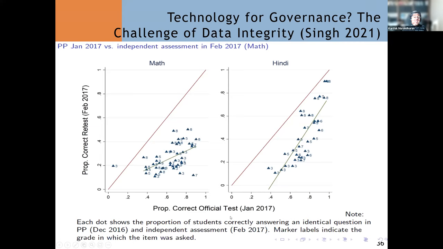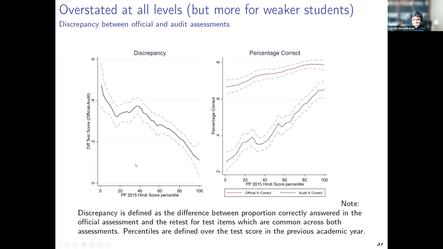Because you've had a little bit more time to learn. And so again, the x-axis is what is the proportion correct on the official test. If this is correct, you should be on this 45 degree line, okay? In practice, kids are doing about half of that, right? Suggesting that there's just severe inflation in the scores, okay? In the official data. And this inflation is not random, you see much more inflation at the bottom end of the distribution, okay?